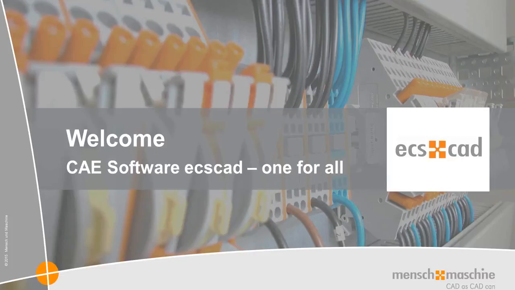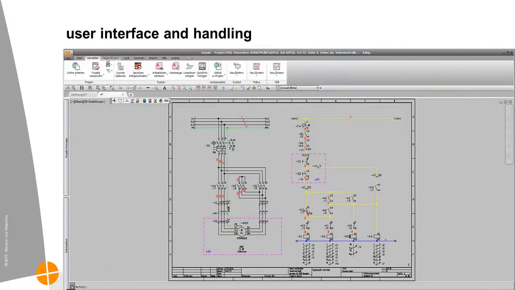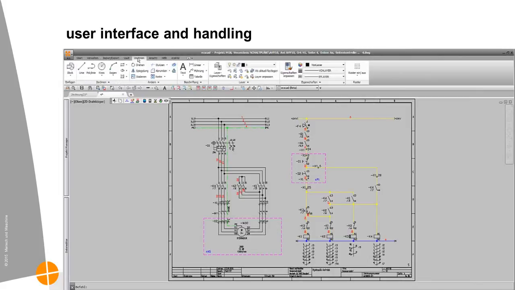Okay, welcome everybody. I would like to show you today a nice CAE software. It's called ecscad from Man and Machine. First of all, I would like to give you an overview of the user interface and the handling. I have a short movie and I want to show you how the menu is organized.